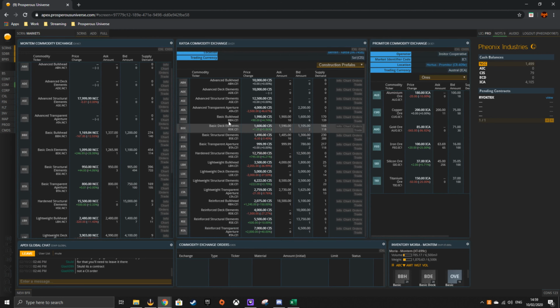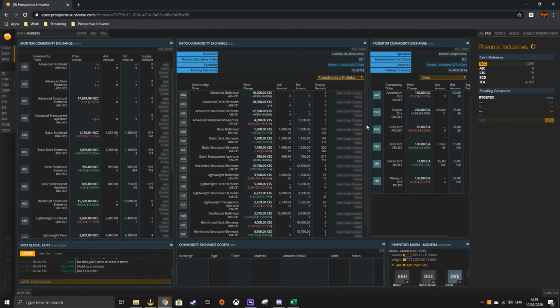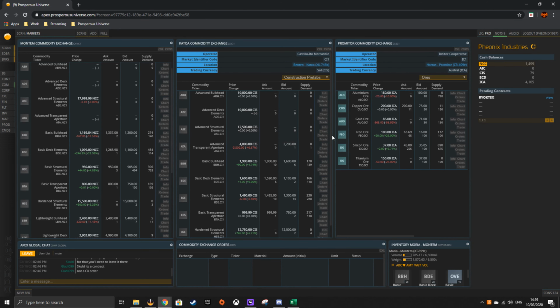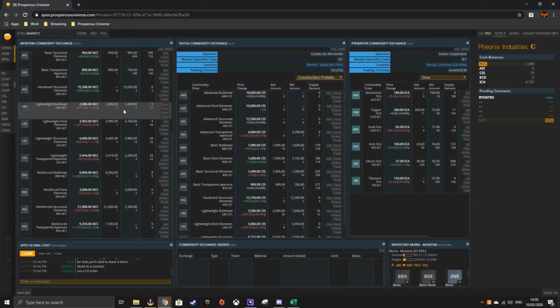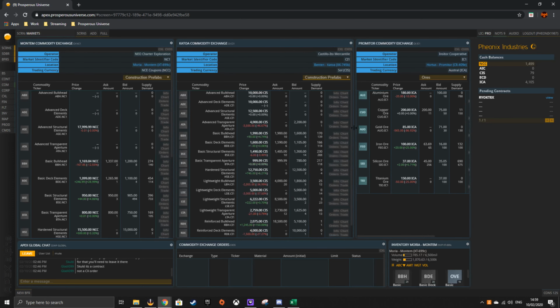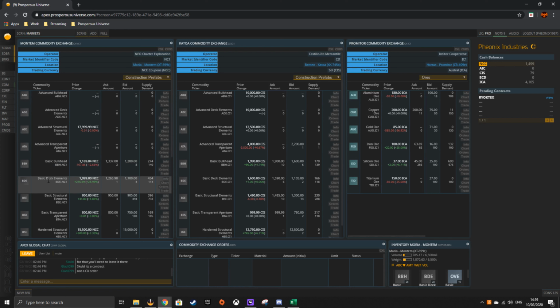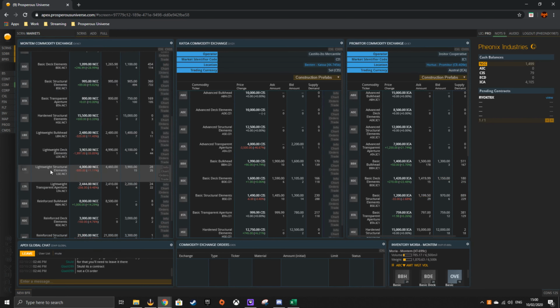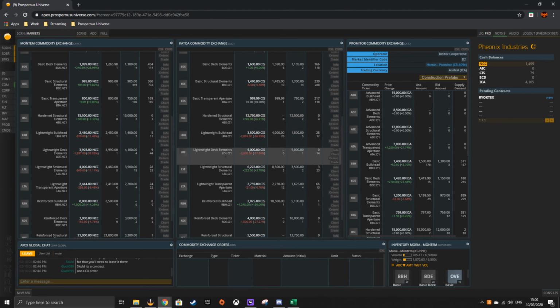So you can see they're basic structural elements. Let's just expand this a little bit so that we get it at the same size. Where are we? About there. There we go. Right, so you can see there that basic structural elements, there is a clear difference there, and lots of profit to be made. And obviously you then just have to make sure that, oh sorry, it was LSE, wasn't it? LSE, there we go. So yeah, you can see there's a clear difference there.